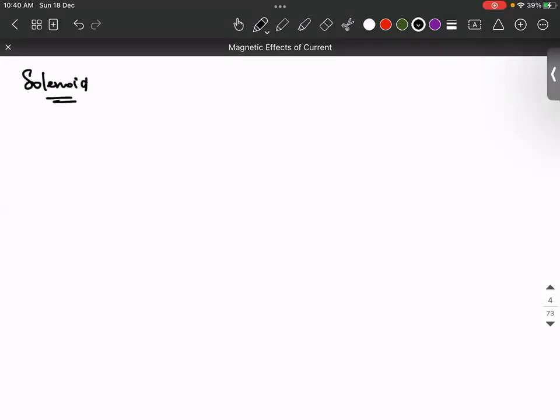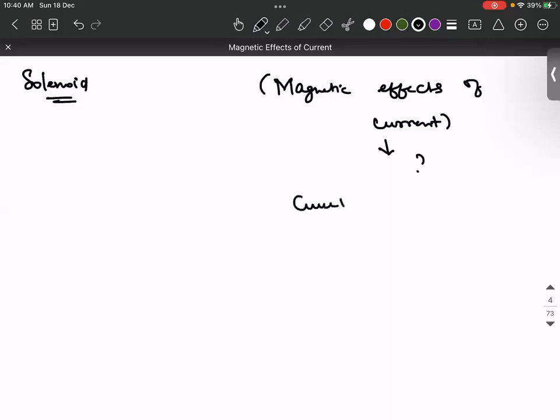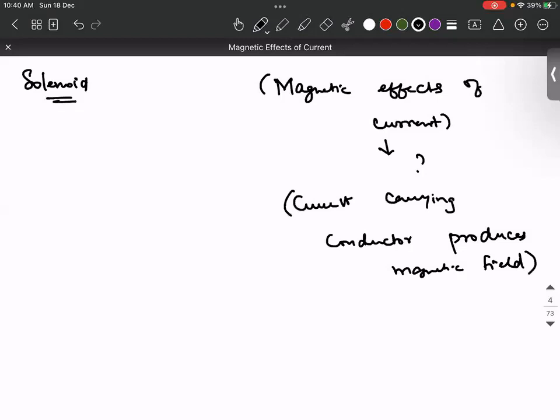So basically, what is this chapter all about? Magnetic effects of current. It is all about how a current carrying conductor produces magnetic field. That is the whole idea, right? Produces magnetic field.